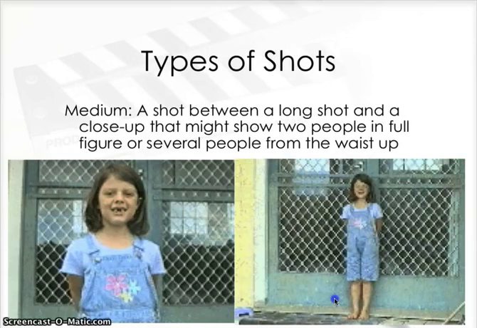Another kind is called the medium shot, and this shot is between a long and a close-up, which kind of makes sense. It might show two people in full figure or several people from the waist up, and you see the pictures here. The girl, we show one from the waist up, and then we show her full figure, and that is the medium shot.